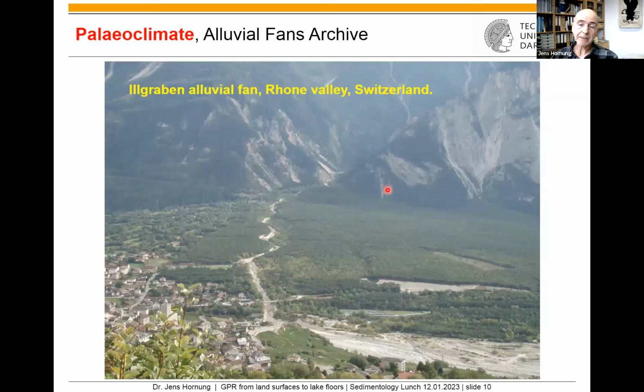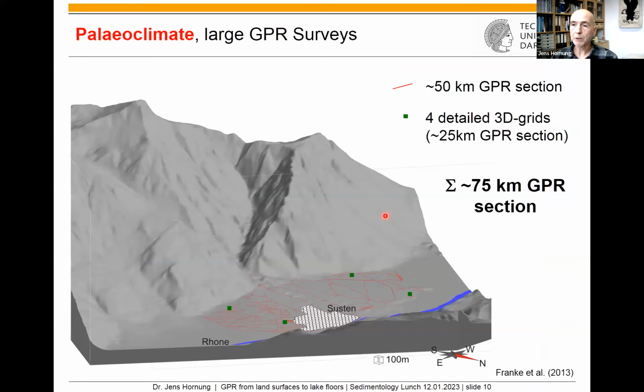Well, then next topic, I promised to go with you to the alluvial fans here in Switzerland. The alluvial fans act as a climate archive, and GPR can contribute when you go with, for example, 50 kilometers on this Illgraben fan, spider net-like GPR survey.